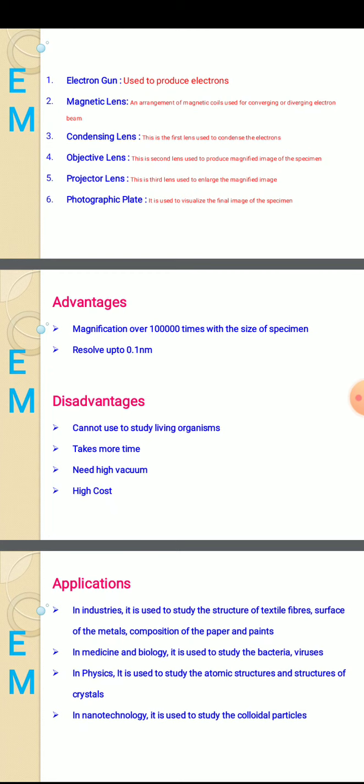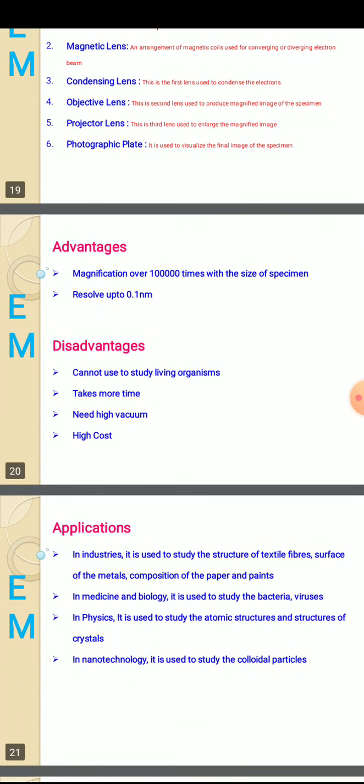Applications: it is used to view the structure images of textile fibers, surfaces of metals, and composition of papers and paints. In the medical field, it is used to study bacteria and viruses. We know very well that in the medical field all blood tests are done through the microscope. This is one of the important microscopes in the medical field, and it is used to study atomic structure and the structure of crystals. In nanotechnology, it is used to study colloidal particles.